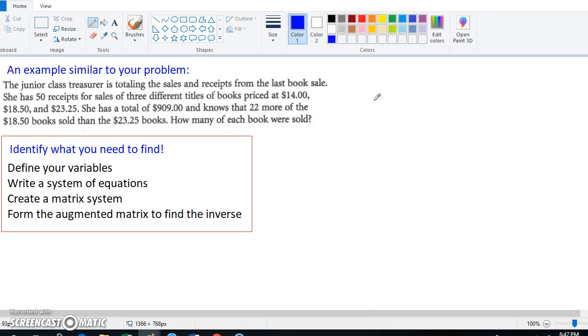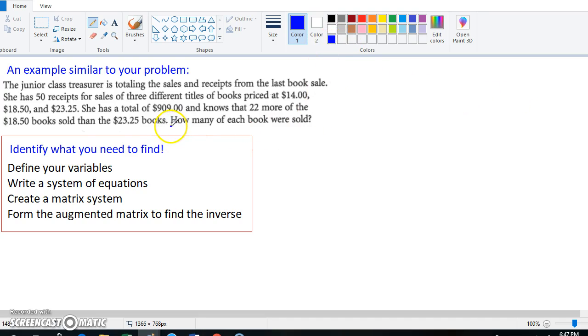The junior class treasurer is totaling the sales and receipts from the last book sale. She has 50 receipts for sales of 3 different titles of books, priced at $14, $18.50, and $23.25. She has a total of $909 and knows that 22 more of the $18.50 books are sold than the $23.25 books. How many of each book are sold?